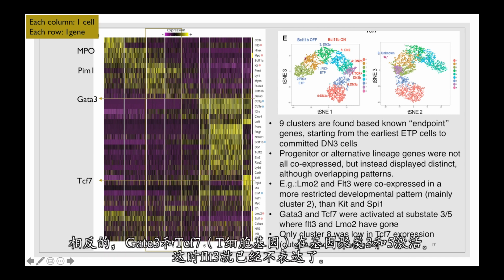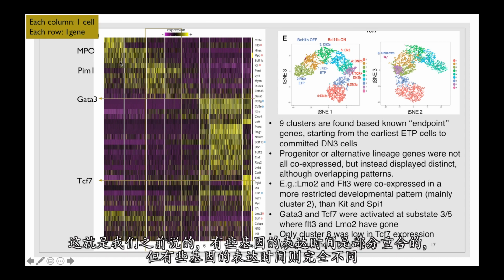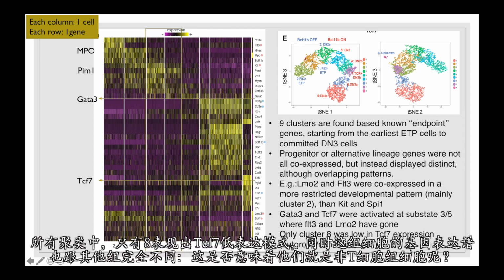GATA3 and TCF7 were activated at substate 3 and 5, where FLT3 and LMO2 have gone. So here is what we have said before. Some genes will be there until GATA3 and TCF7 appear, but FLT3 will disappear earlier than these genes appear. So only cluster 8 was low in TCF7 expression, which is here. We can find this cluster of cells expressed totally differently from any other previous cluster. So that's the question, whether this group of cells is non-T lineage.